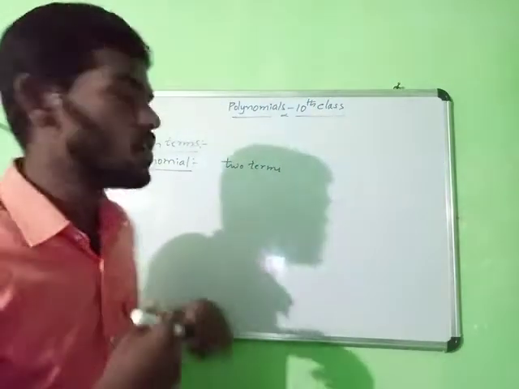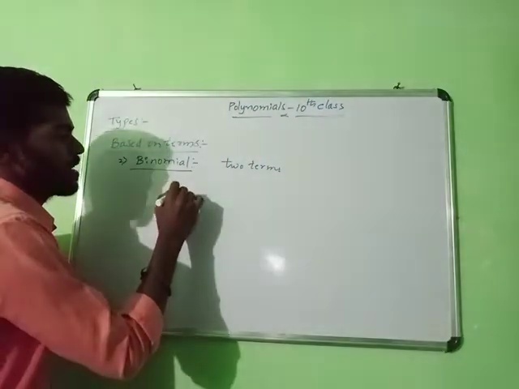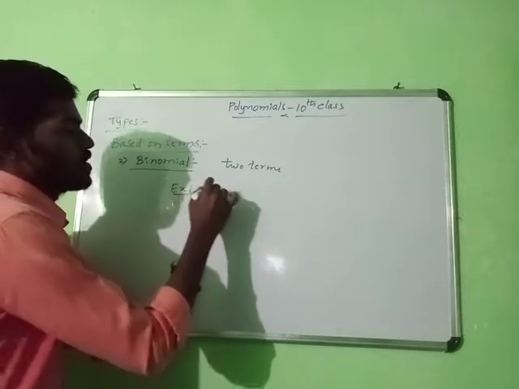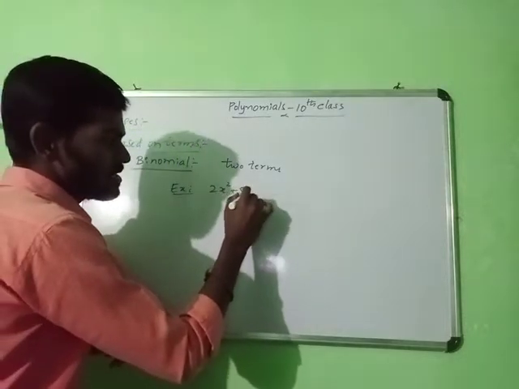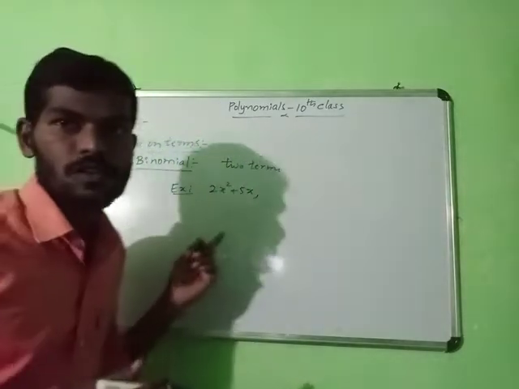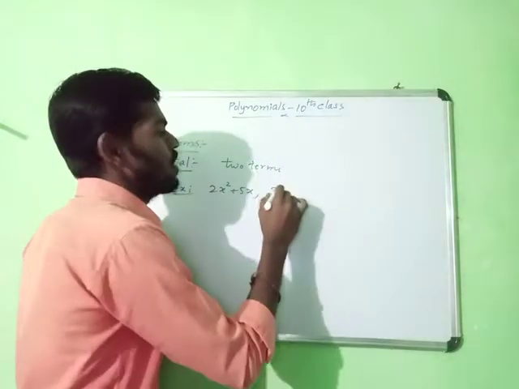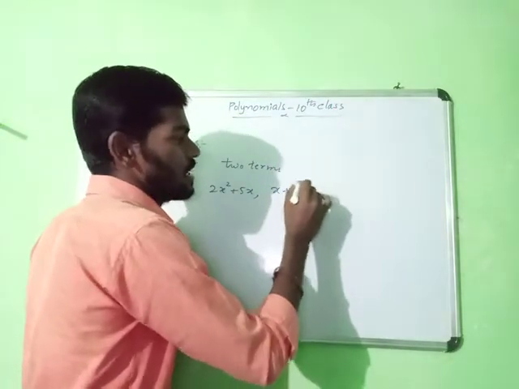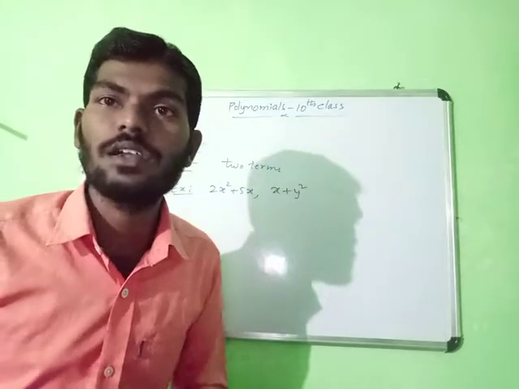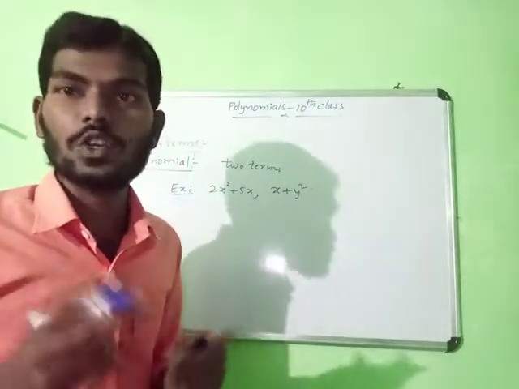Binomial. Example: 2x square plus 5x. Here is a binomial with only one variable. For two variables, take x plus y square. x is one variable, y is another variable. So this is a binomial with two variables.